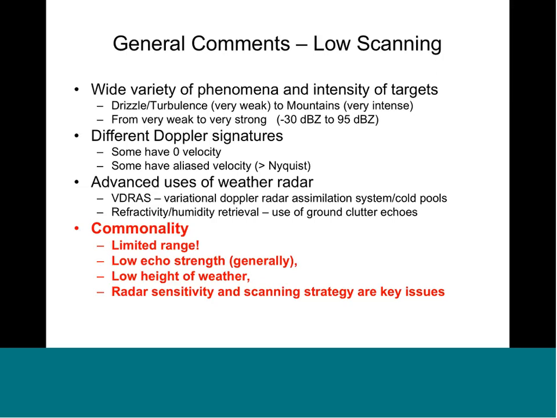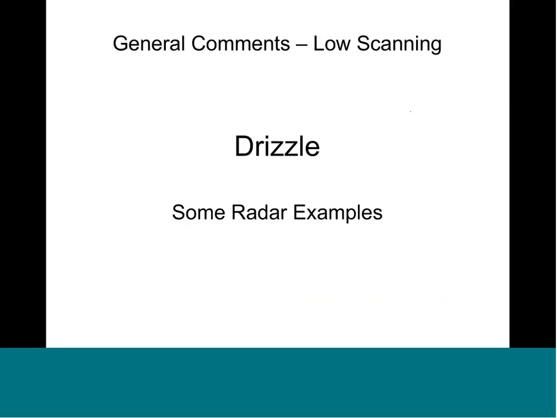One of the commonalities of all of these things is that when you look at low-level phenomena, there's limited range. You don't see things very far out, and it's because of the beam propagation. Some of the things that we'll be looking at have very low echo strength, and that's when you don't see things. Generally, the radar sensitivity becomes a critical issue. So these are just my reflections before I even started preparing this. So let's get into the examples.